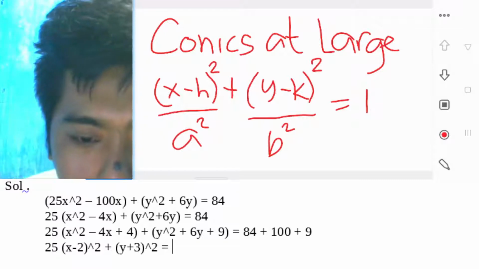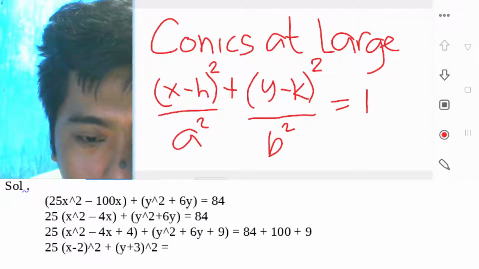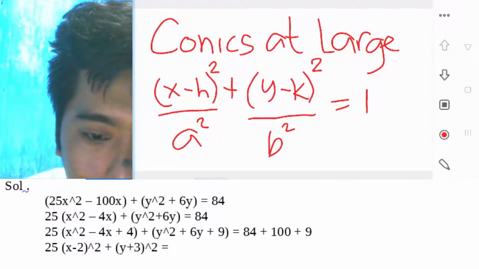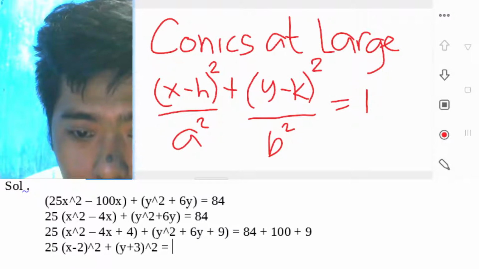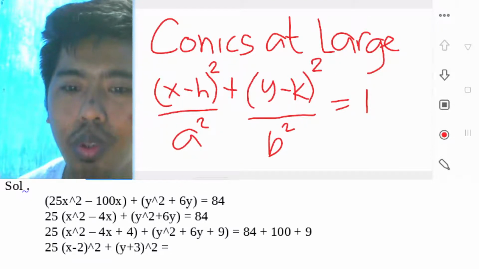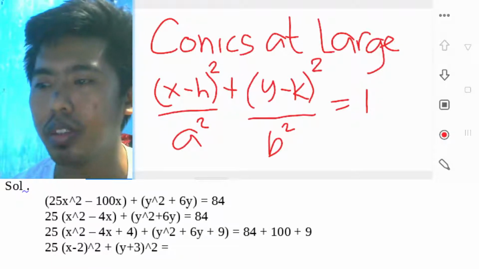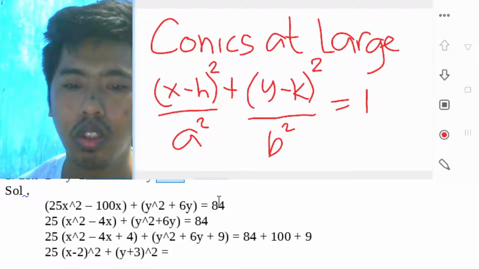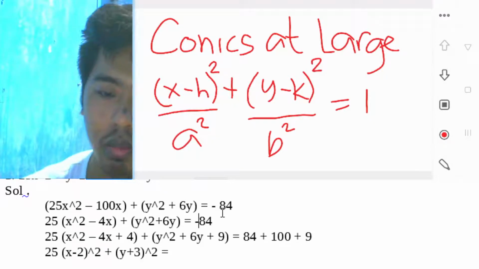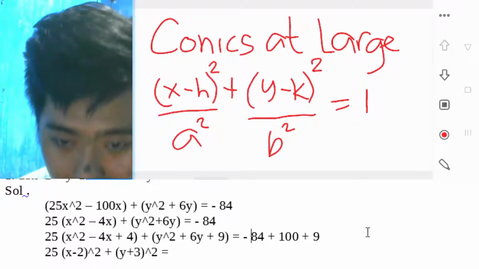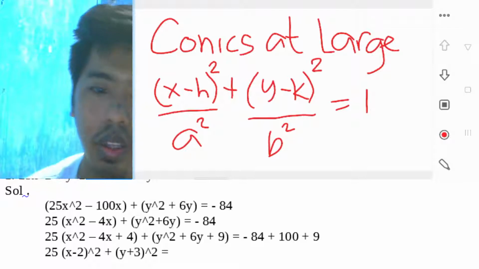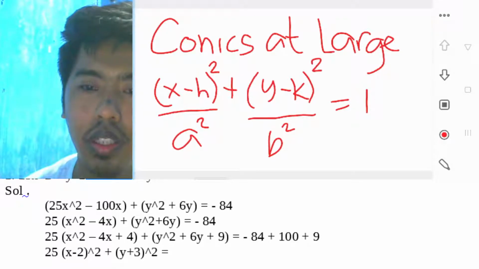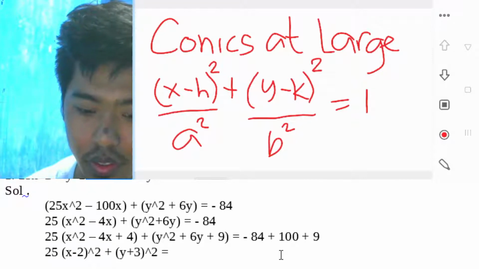193. Are we sure on this? Wait. Oh, I see. The 84, since it is positive, guys. I'm sorry. If we put it on the other side, this 84, it's positive 84 in the original, then this should be negative 84. So negative 84 now. So we have 109 minus 84. Let's use the calculator. So 109 minus 84, we have 25. Okay.